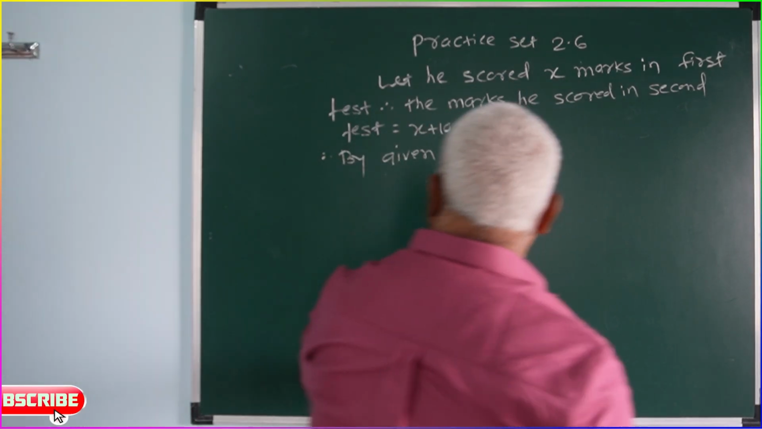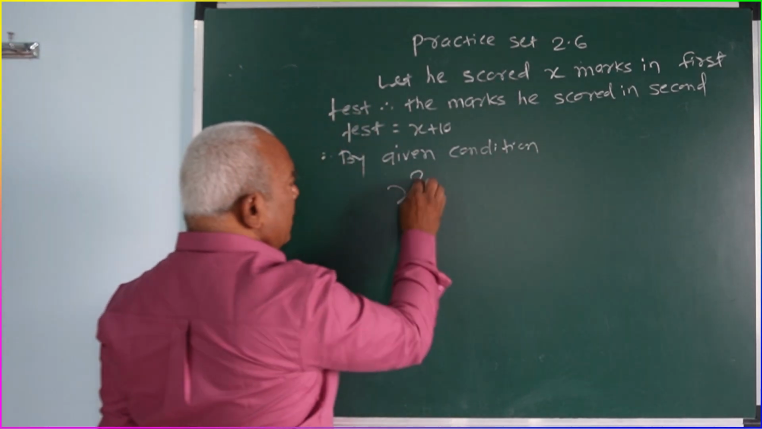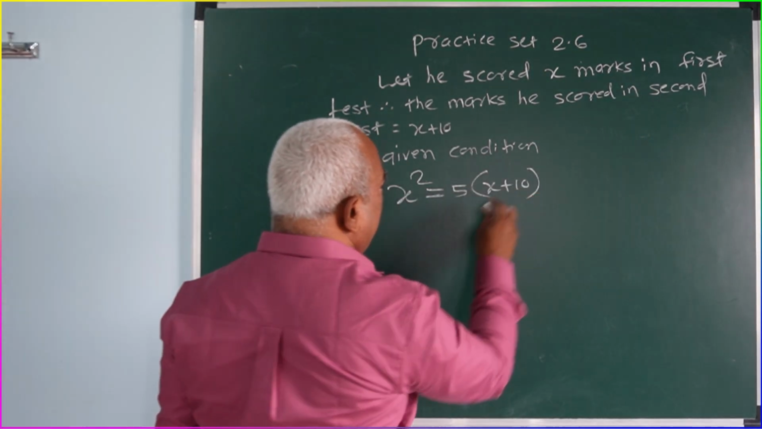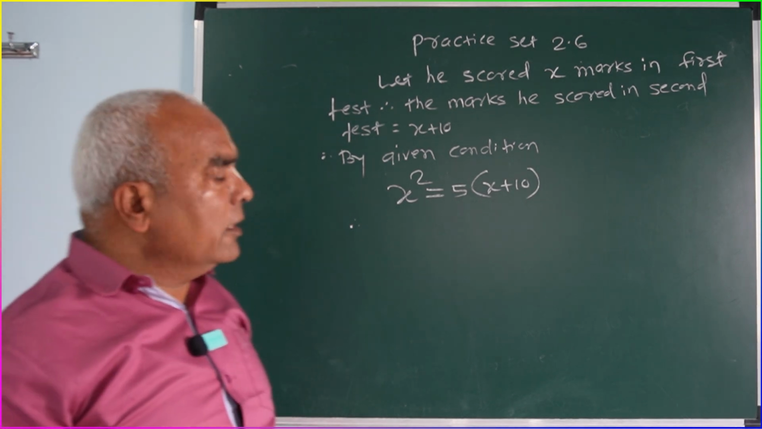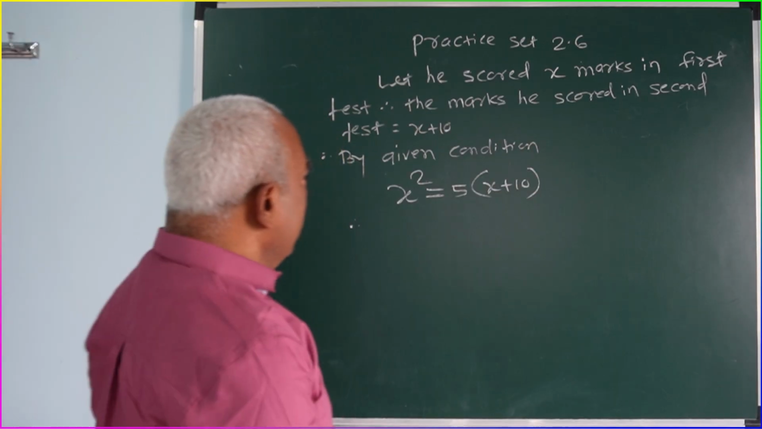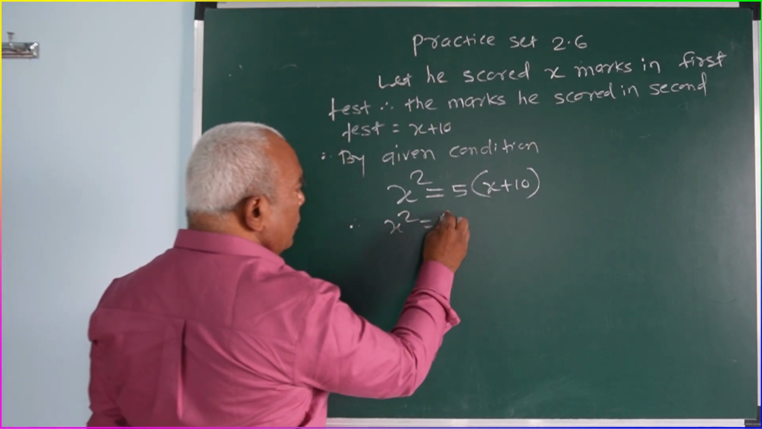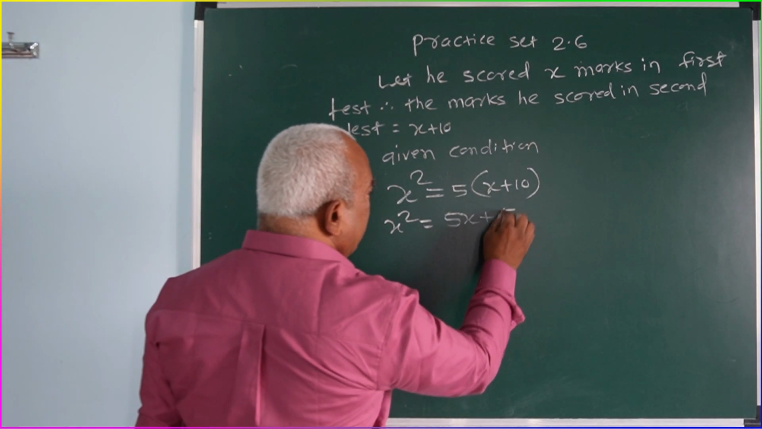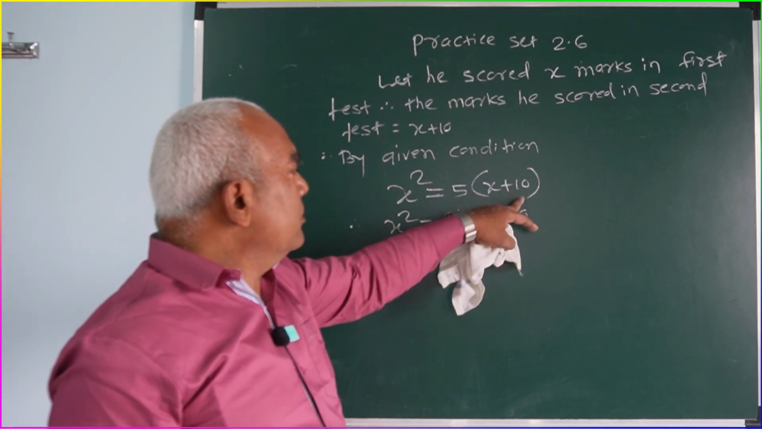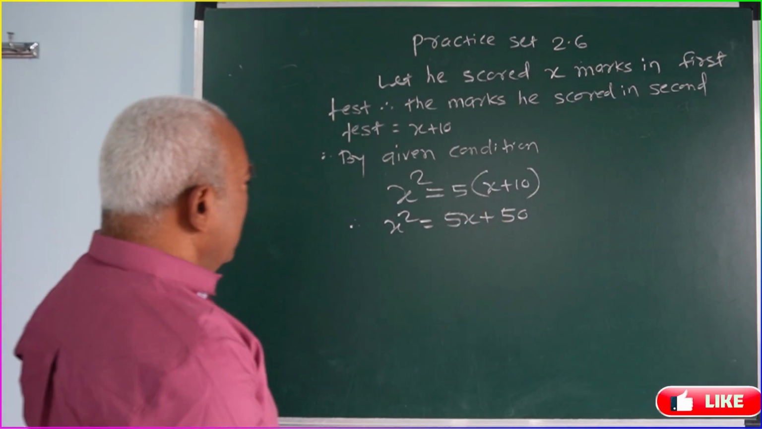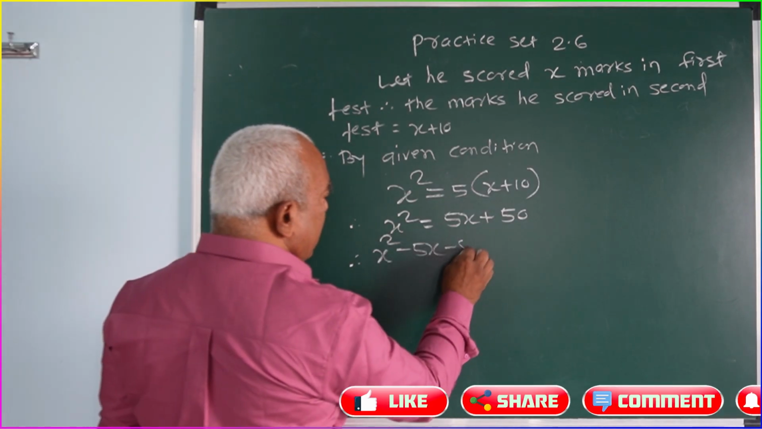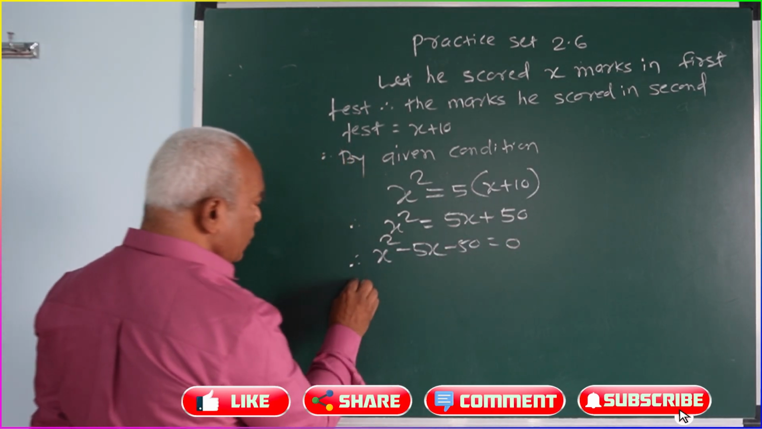Okay, then the answer will be: the square of the first test will be x square, 5 times marks will be 5 in bracket x plus 10. Now I have to simplify this and convert it into x square plus bx plus c form. Then what will be the answer? x square is equal to 5 in bracket x plus 10, that is 5x plus 50. Now simplify this, it will become x square minus 5x minus 50 is equal to 0.